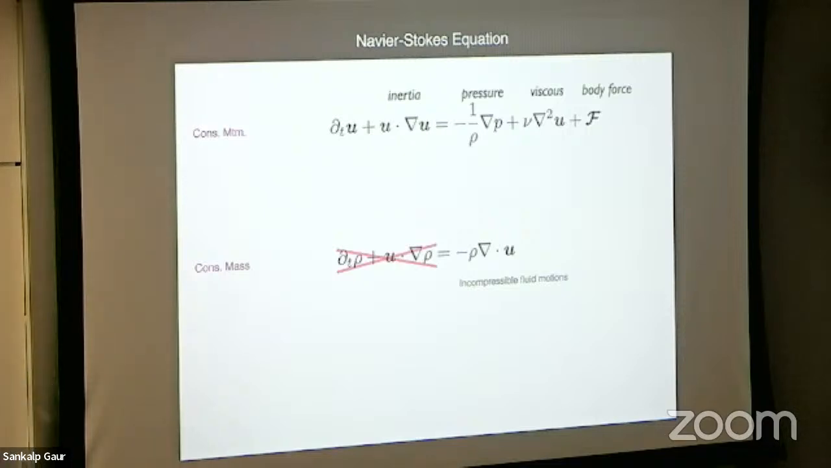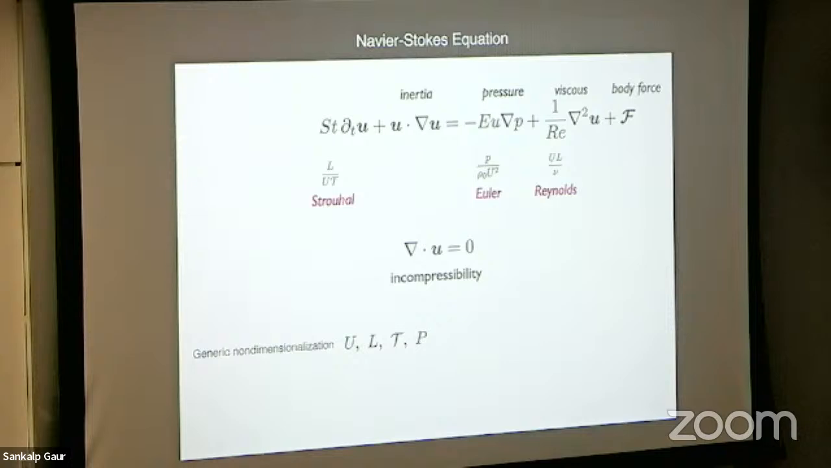So density changes following fluid parcels are going to be zero, which is a good approximation if we're thinking about fluids at a low Mach number, and where changes of the thermodynamic variables with height are very small. One can derive these things here, but these are the equations we're going to look at.